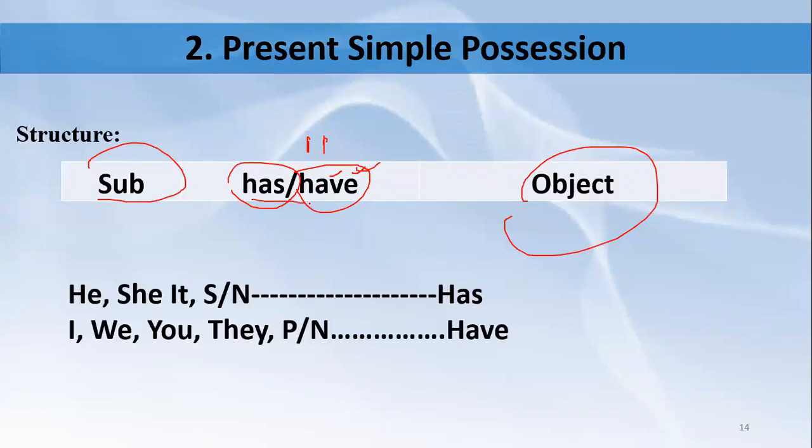But this have and has can perform the function of main verbs as well, not auxiliary verbs, and they may show position. How? With he, she, it, and a singular noun, the first group of subjects, we have to use has. On the other hand, with the second group of subjects like I, we, you, and they or a plural noun, we have to use have, fine.